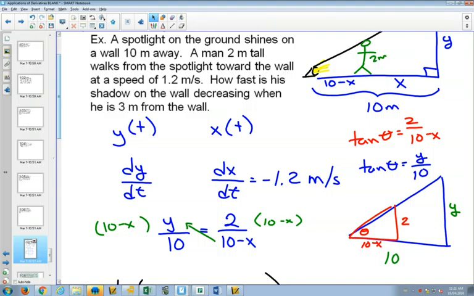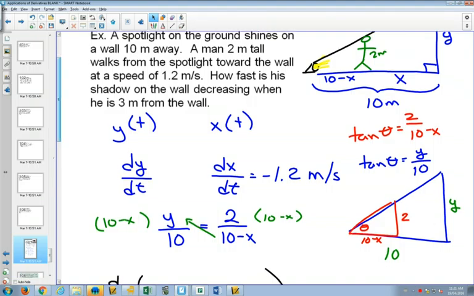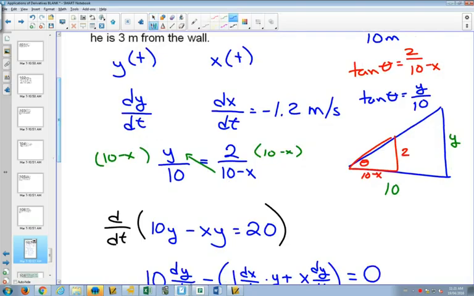Sometimes what people do as far as ratios of similar triangles is you may be more familiar with saying, well, I'll compare the similar sides. So here's 2 and y, those are similar sides. And here's 10 minus x and 10, and those are similar sides. So the ratio of y divided by 2 has to be equal to the ratio of 10 divided by 10 minus x. Can you see that's not the same setup as we had before, but when you multiply things out, you're going to get exactly the same thing.